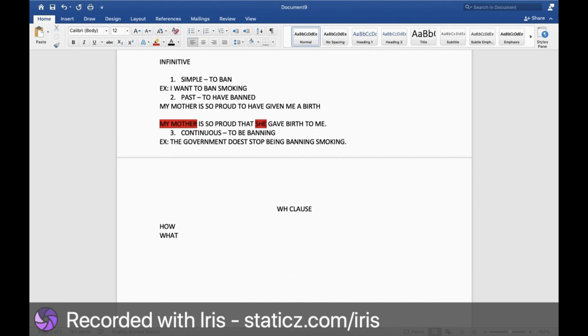For example, I say, I enjoyed what he showed me. Here, what he showed me is an object, but it's a WH clause. Clause means a sentence, which means there is a question word and a sentence. How can you translate the sentence for me?